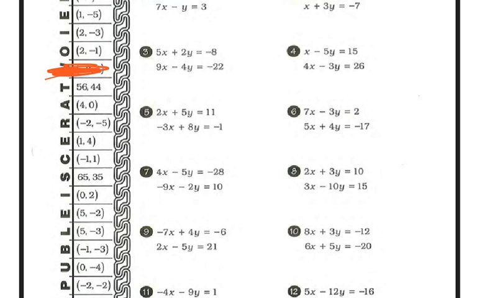The next one I want to do is number 12. It says 5x minus 12y equals negative 16, and negative 3x plus 4y equals 0. The only thing that I think might throw kids off is the 0 part, but it doesn't really change anything. It's just a number, just like everything else, so it's not going to get treated any differently. But we'll do it anyway.